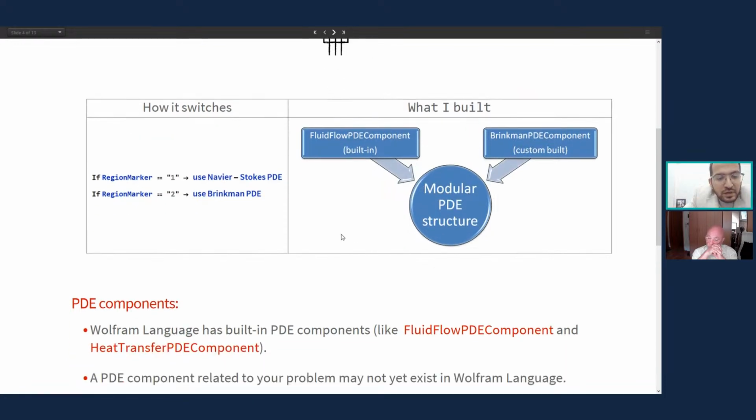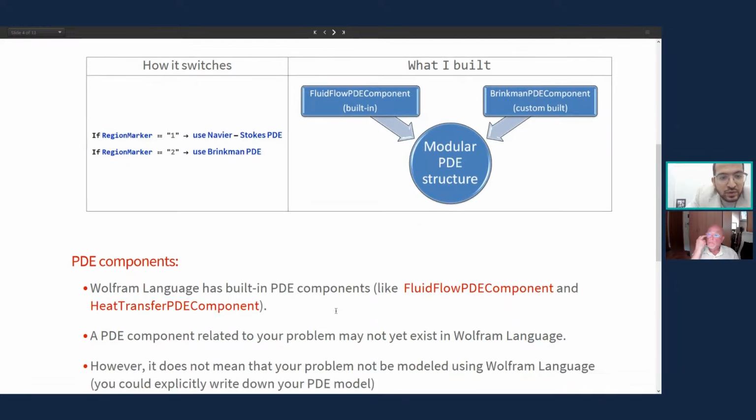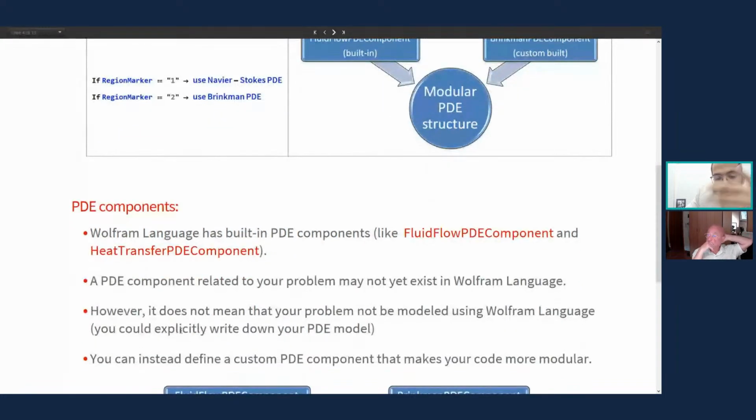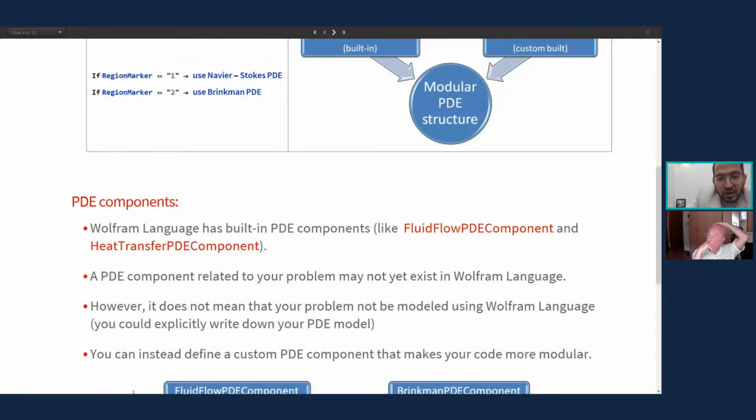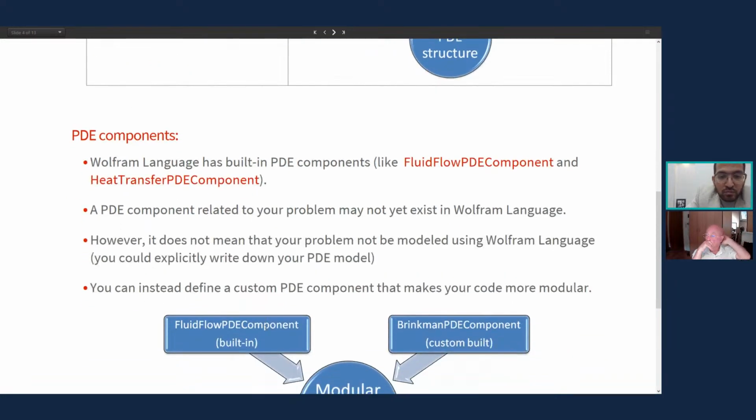So to say a bit about the PDE components, Wolfram Language has these pre-built PDE components like the fluid flow PDE component and the heat transfer PDE component, which give you the terms of the differential equation of the respective physics that you are trying to solve. And if a PDE component related to your problem does not exist in Wolfram Language, that does not mean that your problem cannot be modeled using the Wolfram Language. What you can do in that case is, of course, explicitly write down your PDE model, or you can instead define a custom PDE component that makes your code more modular.